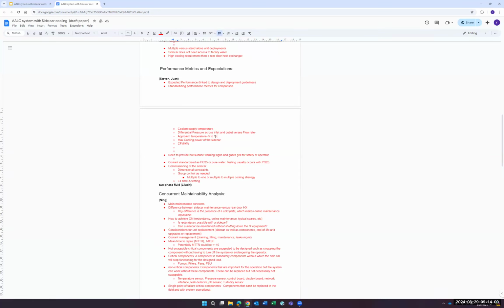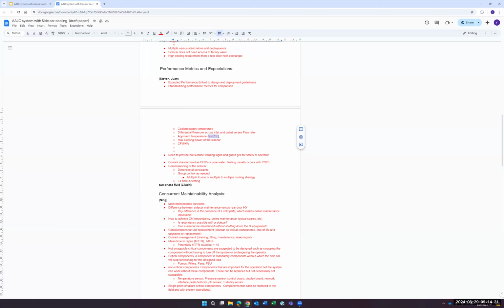I think the max cooling power is probably more interesting than the performance behavior of a sidecar in itself. Because I think one of the selling points is that you could provide more cooling with a sidecar than you can with a rear door heat exchanger.